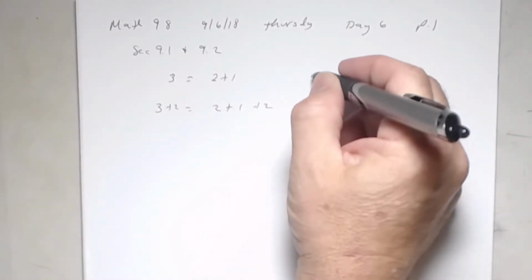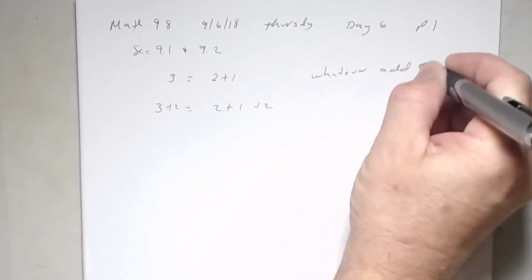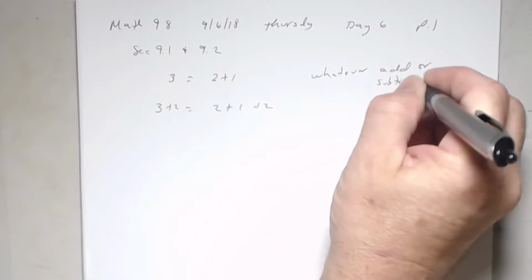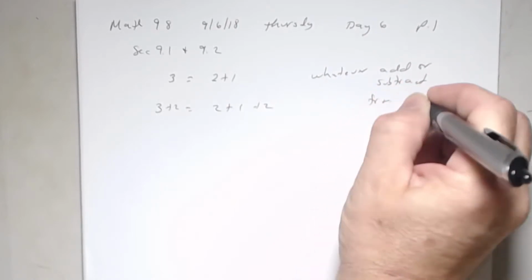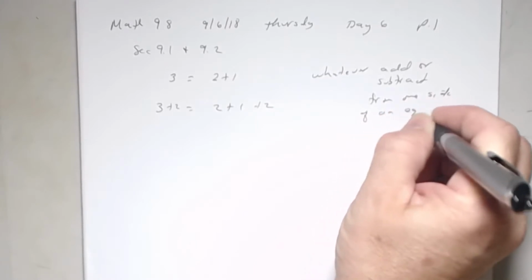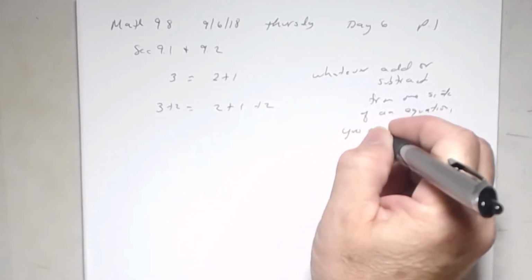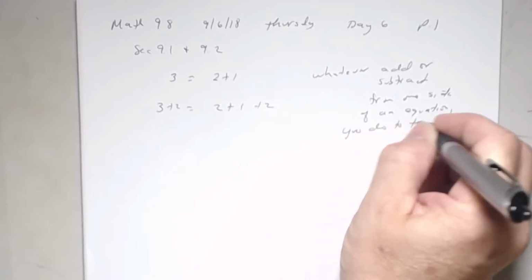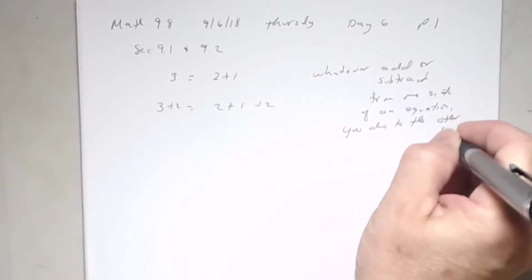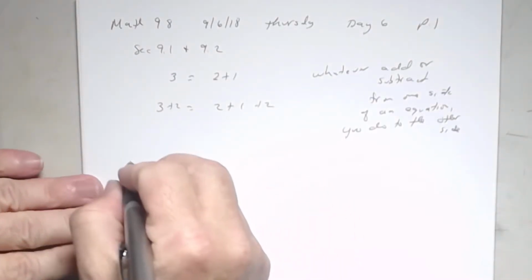All right, so whatever you add or subtract from one side of an equation, you have to do to the other side as well. Okay, and so that is called the addition property of equality. So let's talk about the addition property of equality.